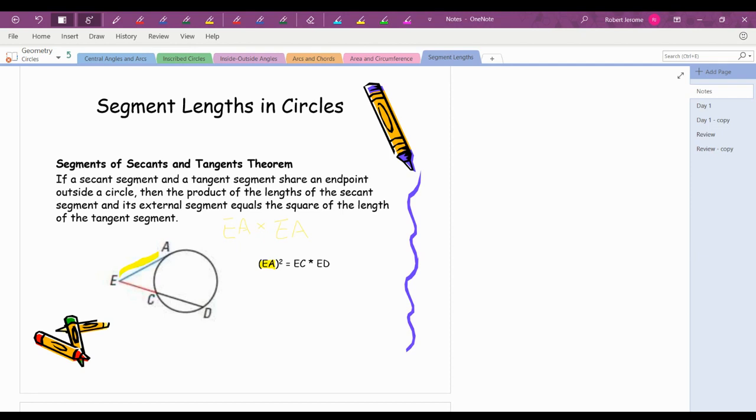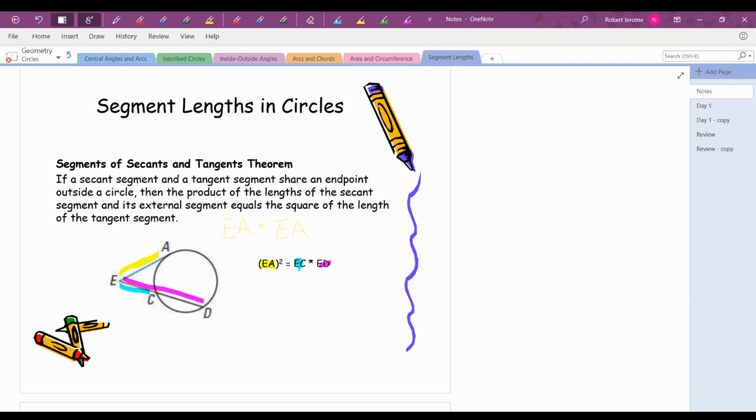And then for the other piece, the secant, we're going to do the same thing we did in the previous. We're going to do the part on the outside, EC, times the whole thing, ED, and that's it. So whenever we're working with the chord, we're going to multiply the two parts of the chords. If we're working with the secant, we're going to do the outside times the whole thing. And if we're working with a tangent, we're going to take the tangent squared. So the outside times the outside.